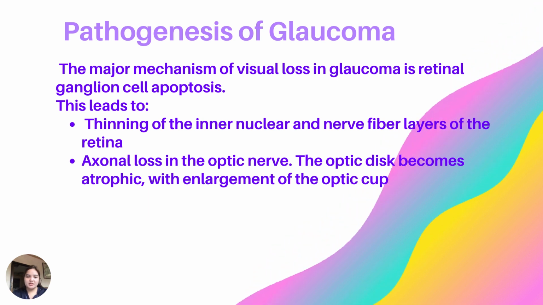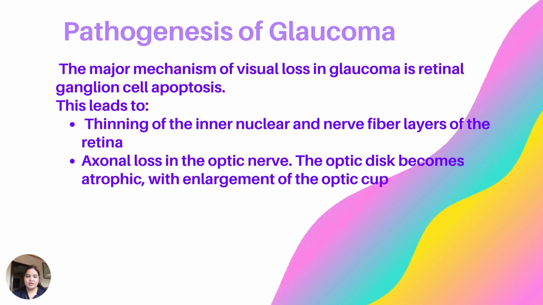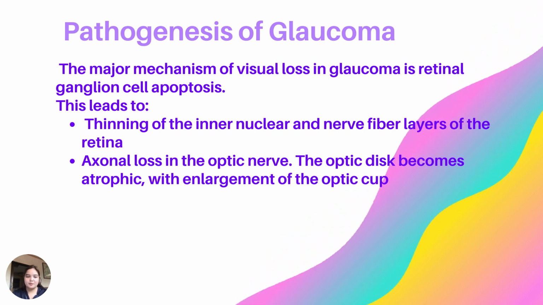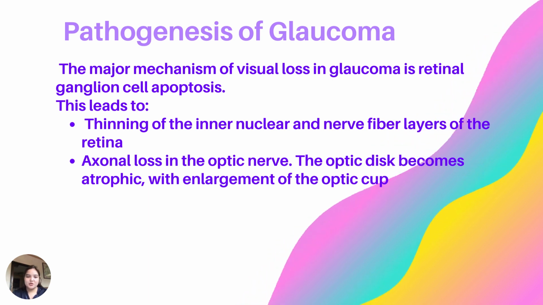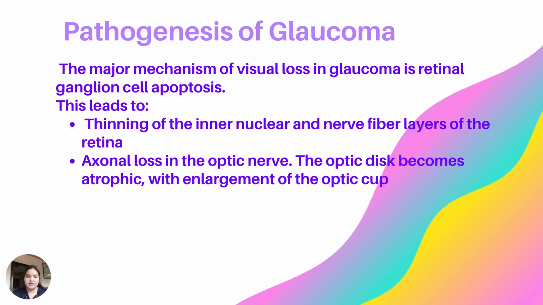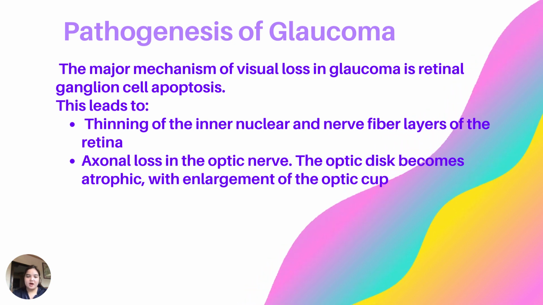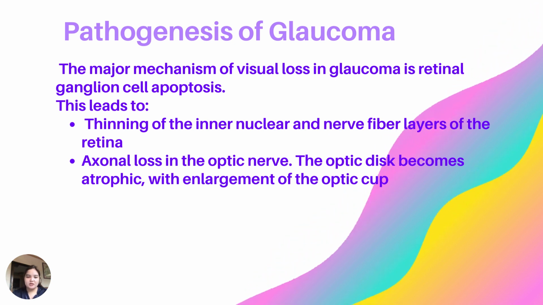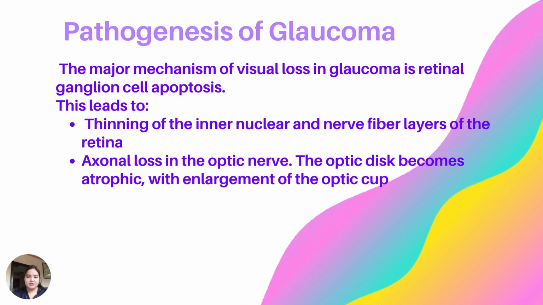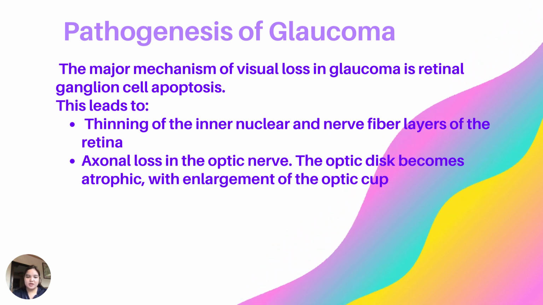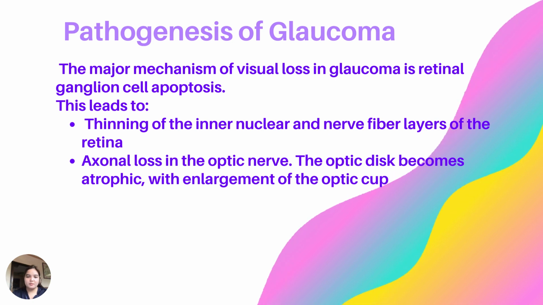The major mechanism of visual loss in glaucoma is retinal ganglion cell apoptosis. This leads to thinning of the inner nuclear and nerve fiber layers of the retina, axonal loss in the optic nerve. The optic disc becomes atrophic with enlargement of the optic cup.